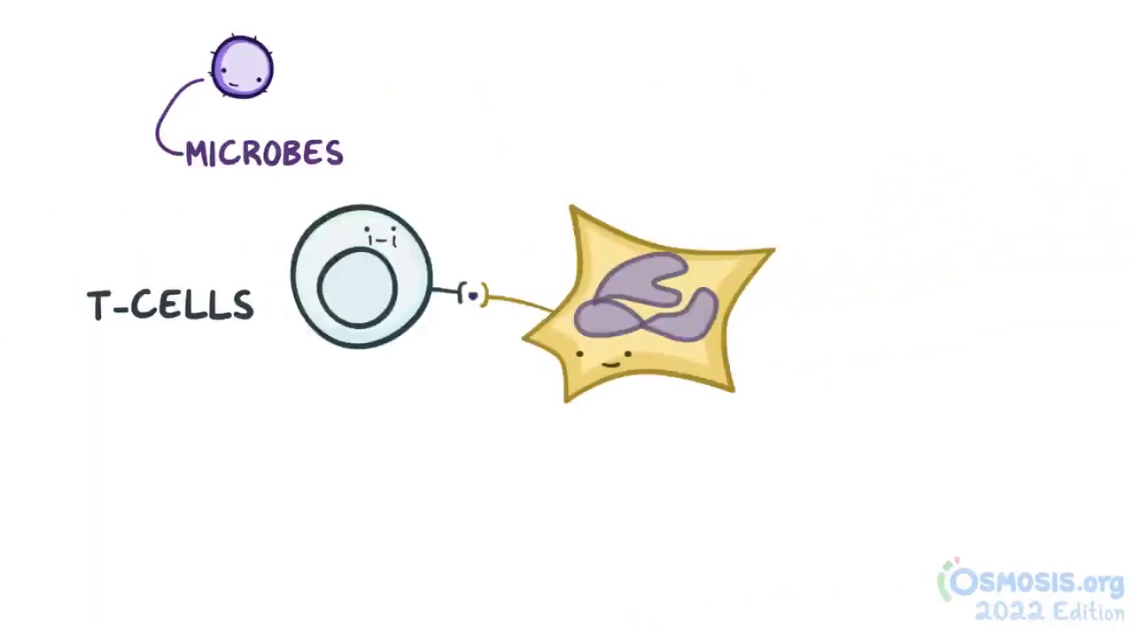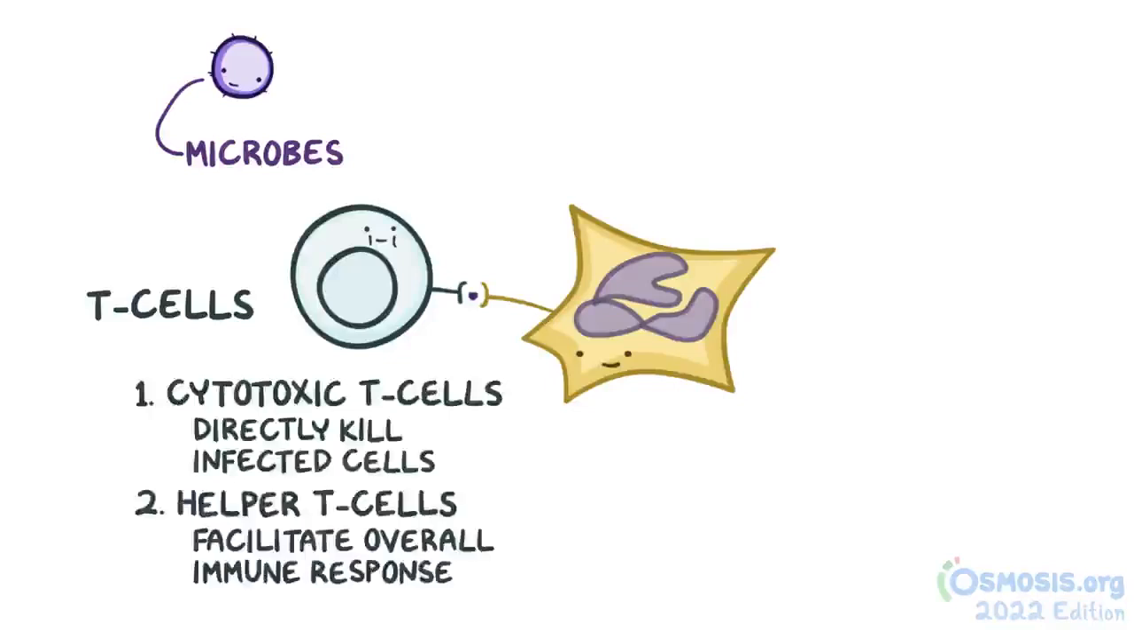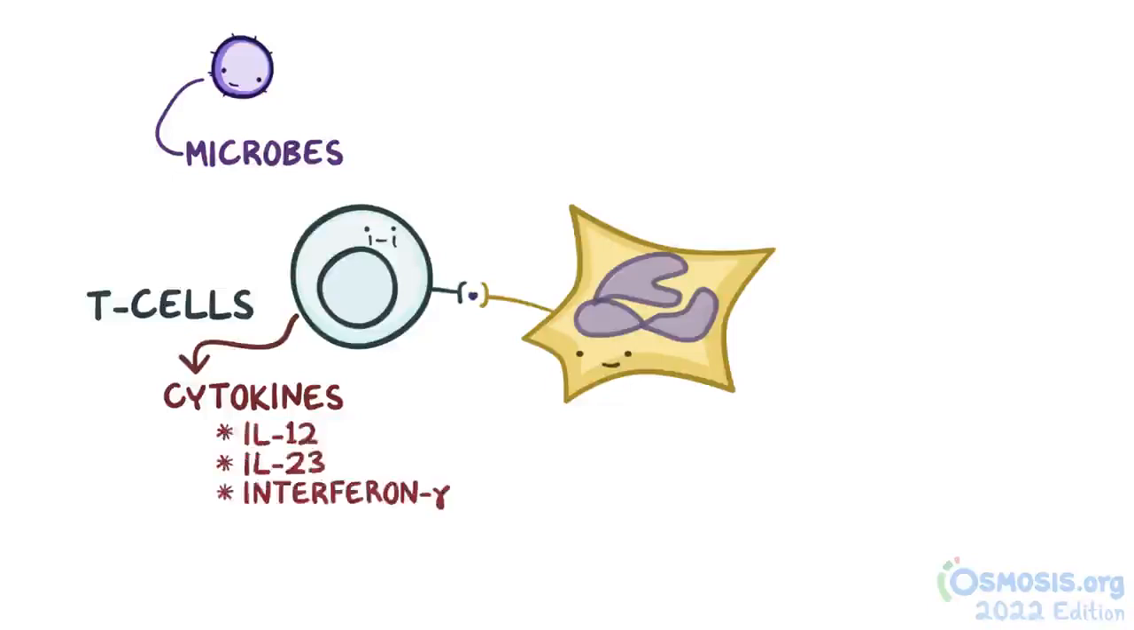There are 2 different types of T cells: cytotoxic T cells, which directly kill infected cells, and helper T cells, that help to facilitate the overall immune response. So if the dendritic cells present these fragments, and the fragments are recognized by the T cell, then the T cell releases cytokines. Cytokines are small proteins used in cell signaling, such as IL-12, IL-23, interferon gamma, tumor necrosis factor, or TNF, and IL-17, which specifically has been linked to chronic inflammation.